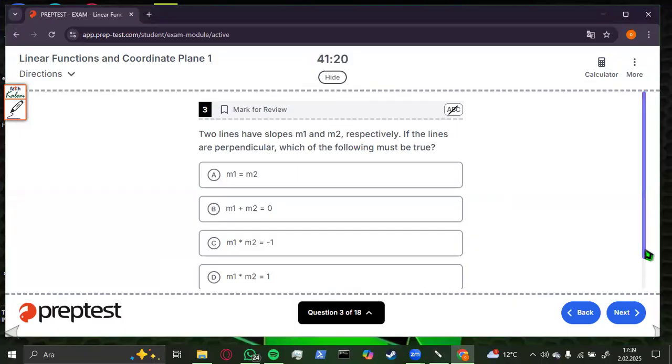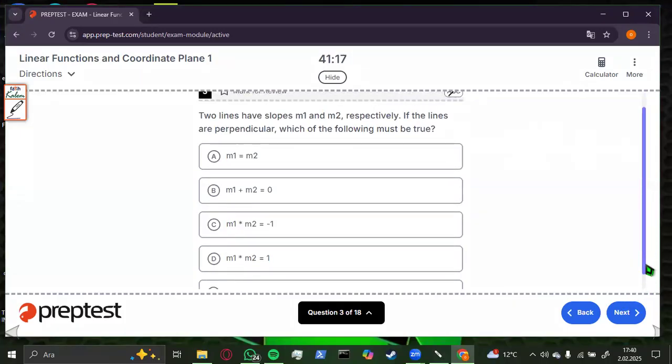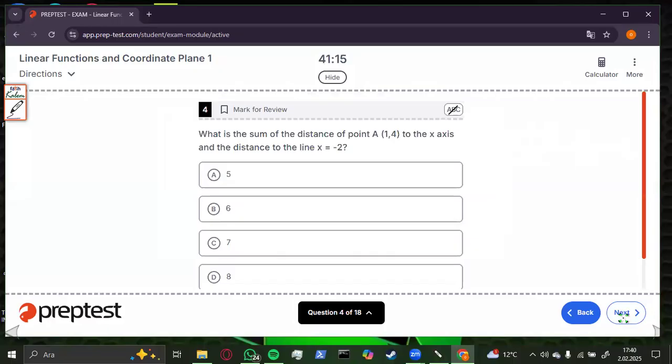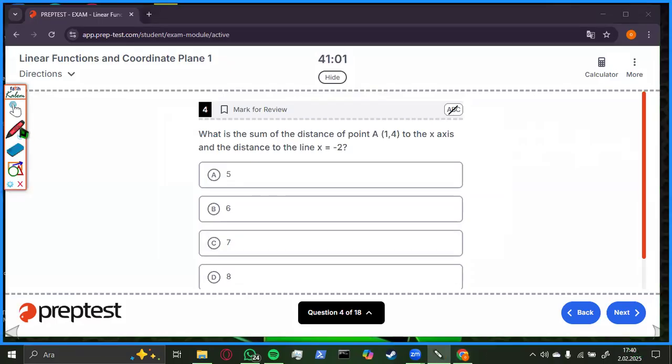Okay, yes, this is easy. This is easier. So I'm going on. Yes, what is the sum of the distance of point A (1, 4) to the x-axis and the distance to the line x equals minus 2? Okay, yes, I'd better emphasize once again. If you see lines parallel to the x and y coordinate axes, assume that this is point 4 and assume that this is point 1.